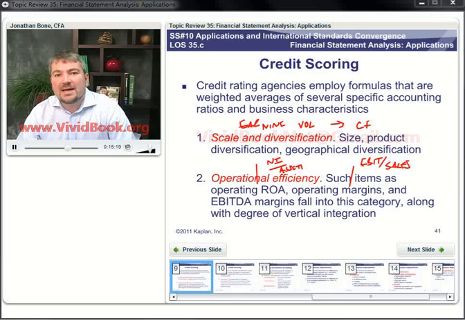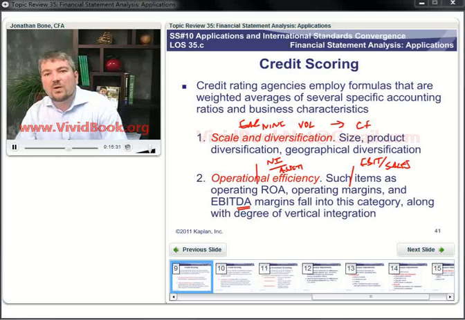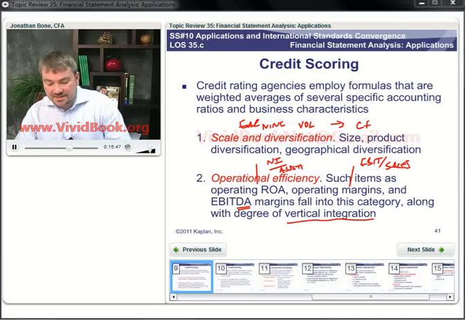The argument is these two items are fairly volatile. If you exclude them, number one, you've got a more stable margin. Number two, it's close to cash because depreciation and amortization are non-cash items. Notice as well, we'll also look at vertical integration here. Vertical integration is looking at whether you own your suppliers and your distributors. The idea is if we do, we're more operationally efficient because we're not going to have to pay a profit to our suppliers, and we're not going to have to pay a profit to our distributors.